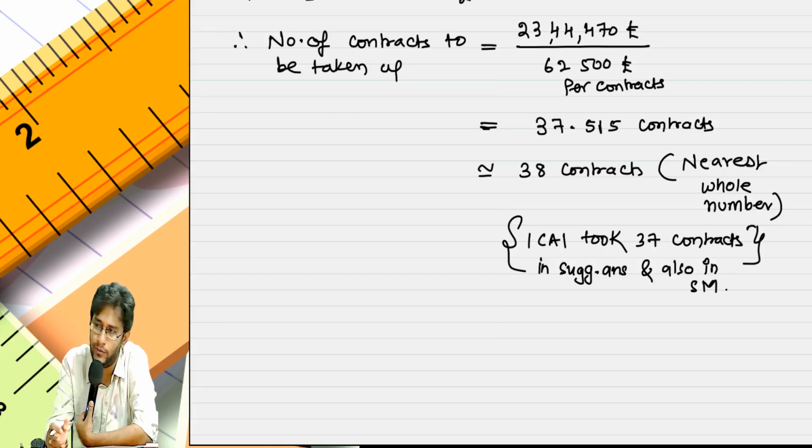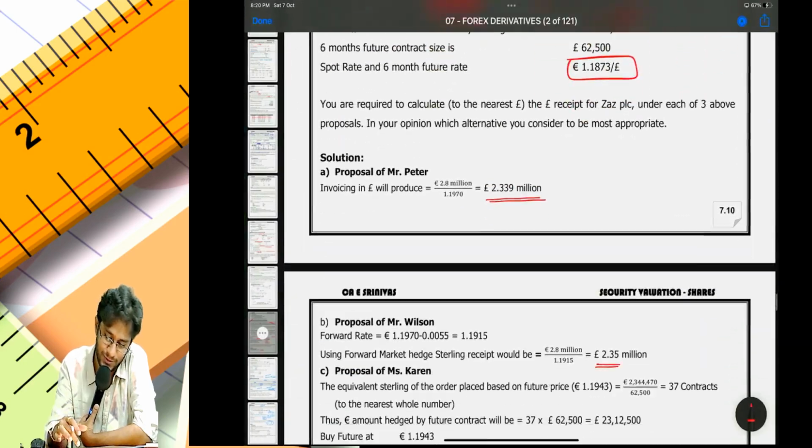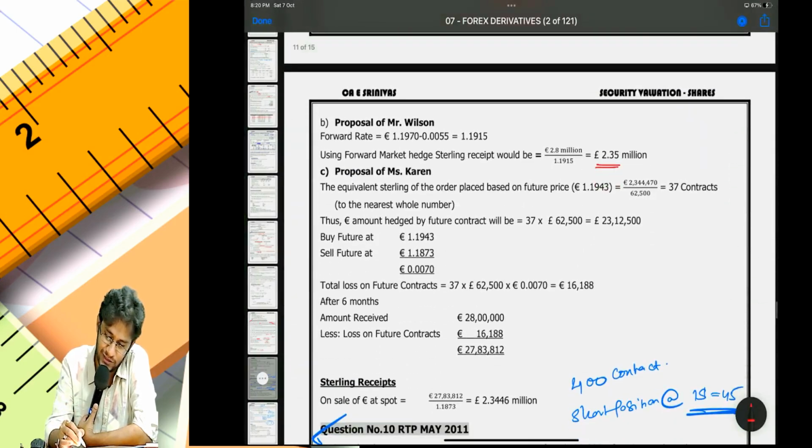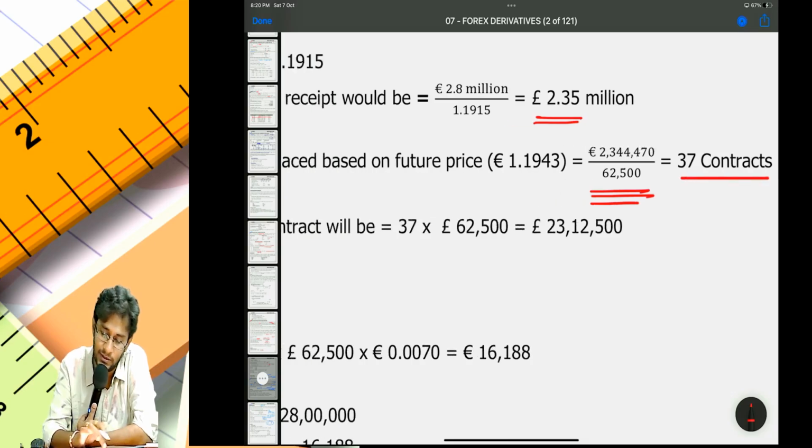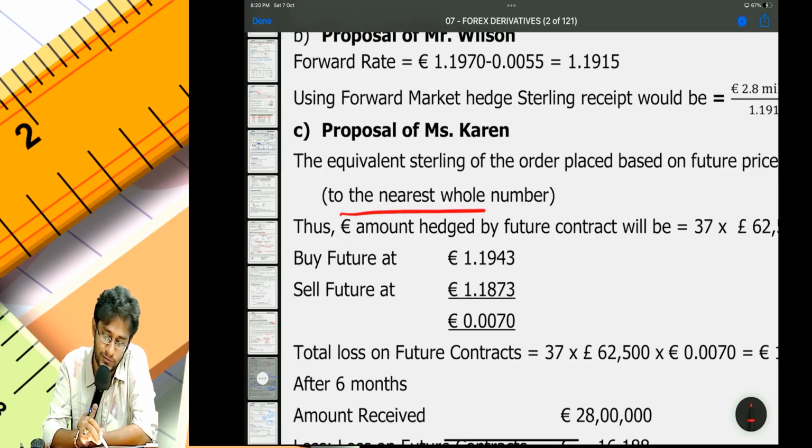So if you do it in millions, will the answer change? No, the answer should not change anyway. He also did that only. 23 44 478 divided by 62 500 is 37, and he writes in brackets, he also wrote this.